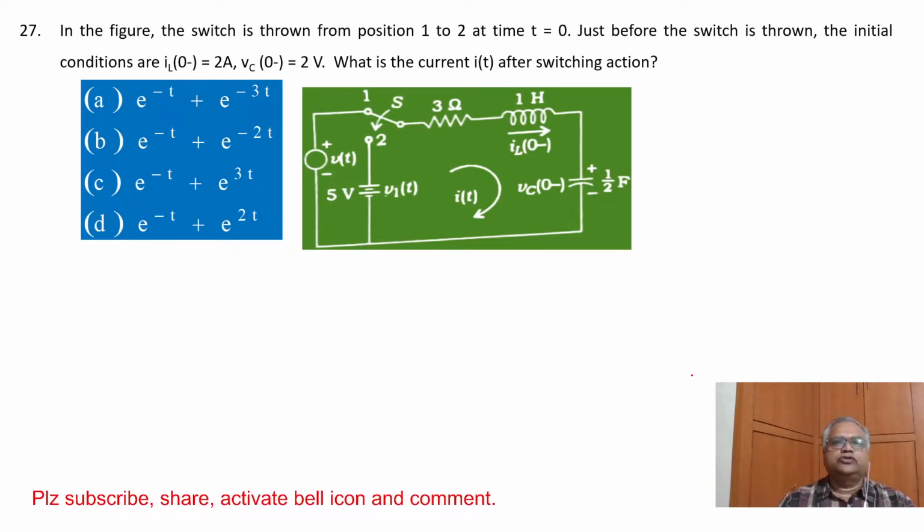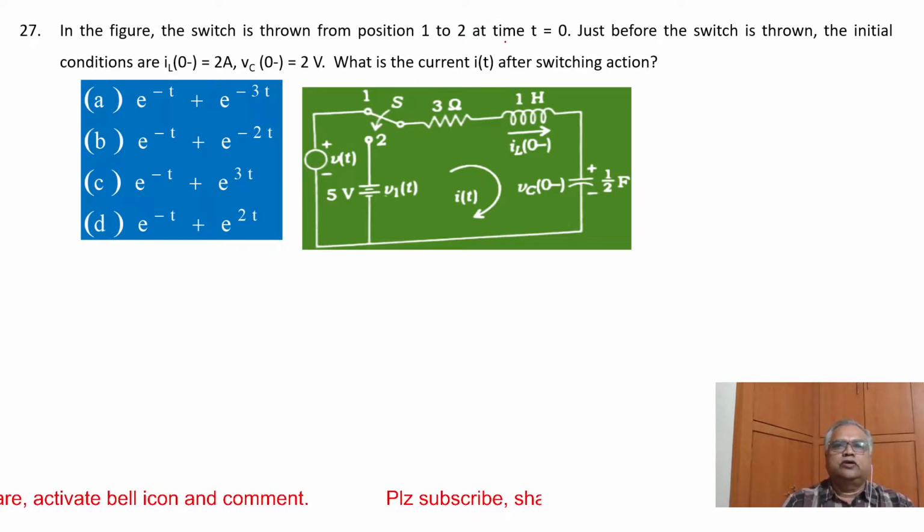In the figure, the switch is thrown from position 1 to 2 at time t equal to 0. Before it is thrown to 2, the initial conditions are IL(0) = 2 amps, VC(0) = 2 volts. What is the current I(t) after the switching action?